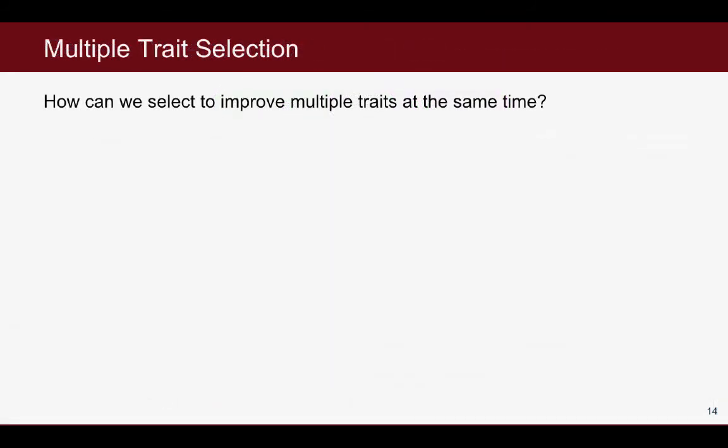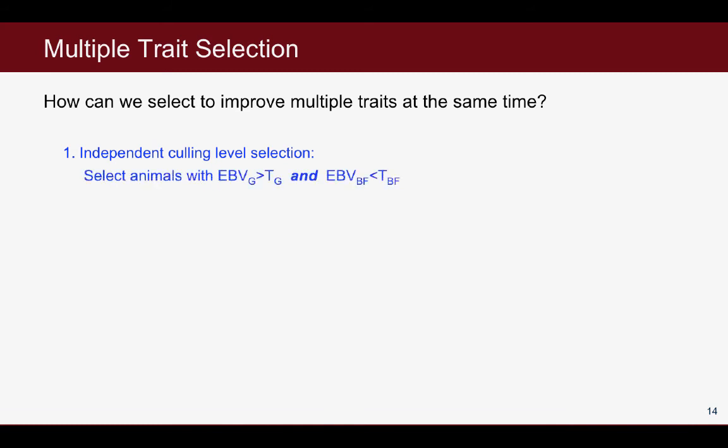In practice, breeders never select on a single trait, but multiple traits are selected on simultaneously. For example, we not only want to improve growth rate, but also reduce back fat. So we have to select simultaneously for increasing growth rate and reducing back fat. One way to accomplish this is to practice what is called independent culling selection. This involves setting a threshold for the EBV for growth rate and a threshold for the EBV for back fat, and then only use animals for breeding that exceed the threshold for growth and that are below the threshold for back fat.